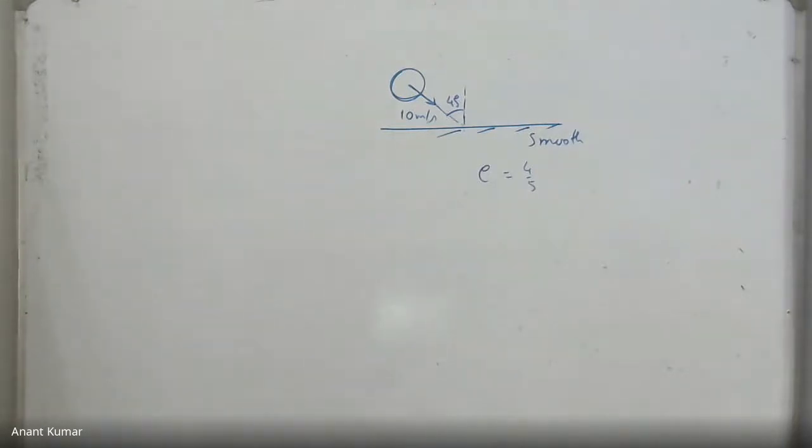Root 82. That is the speed, yes, that's fine. And what about the angle? Approximately. Okay, that's fine.